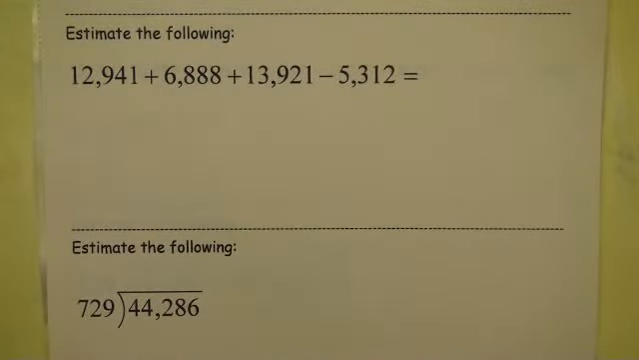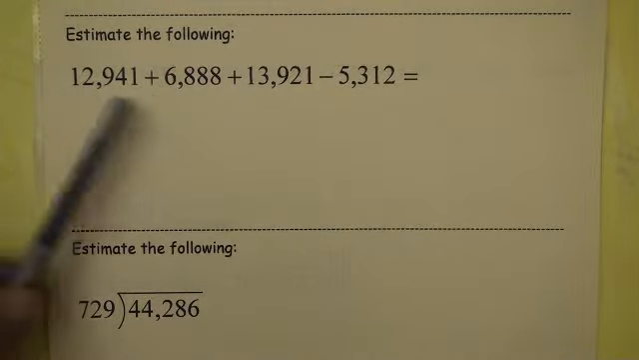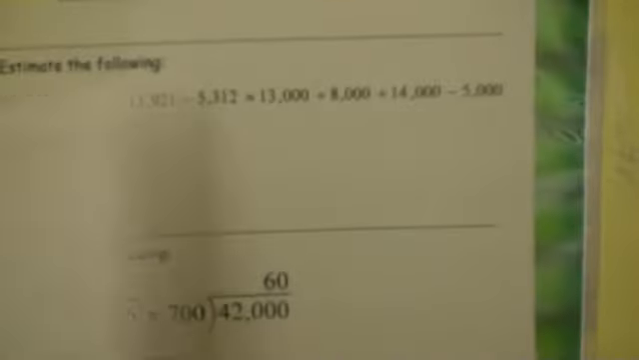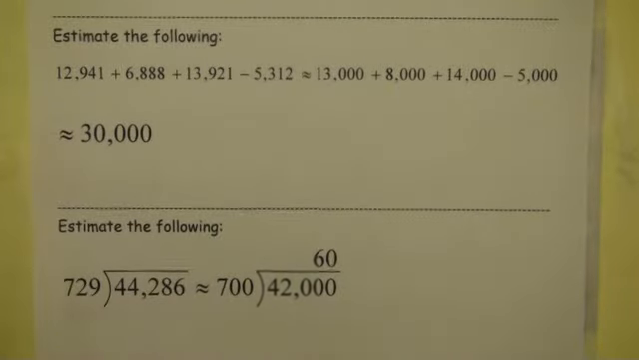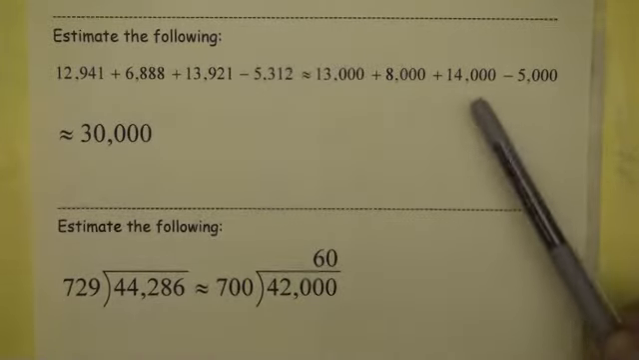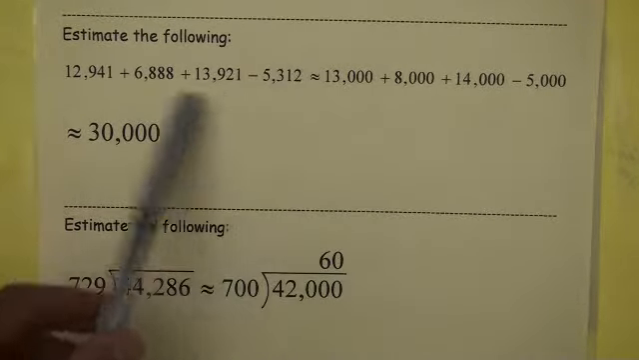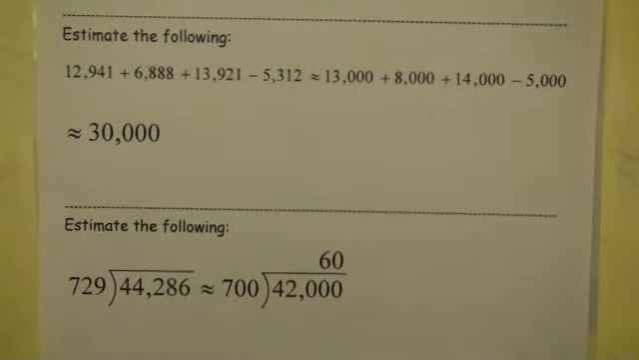Estimate the following. We have 12,941 plus 6,888, and so on. Here they don't tell us how to estimate, so we're going to use our brains. Since all four of these are written in thousands, let's round to the nearest thousand. 13,000, 7,000, 14,000, 5,000, bam. If you add and subtract those, 13 plus the 7 is 20, plus the 14 is 34, minus the 5 gives us about 30,000. And go ahead and check in the calculator. You'll see this is pretty close.